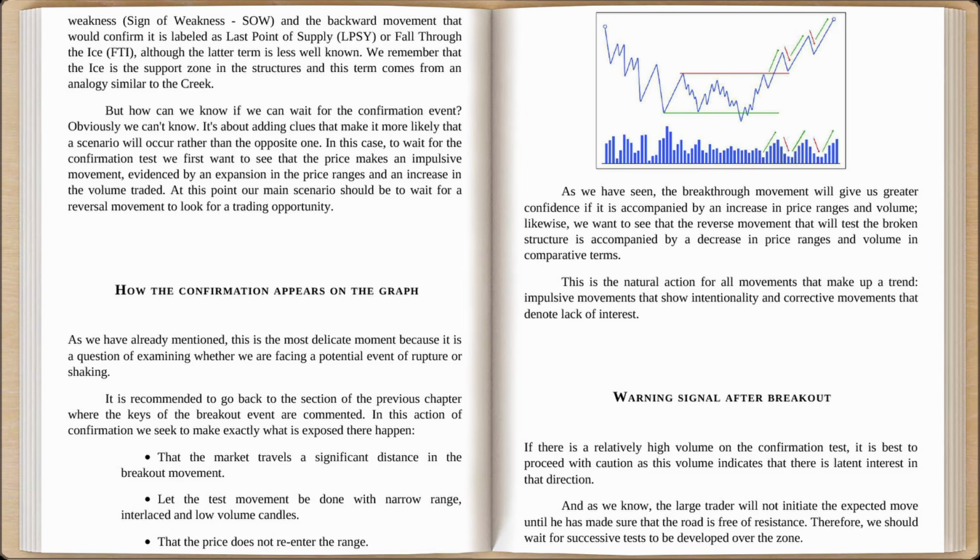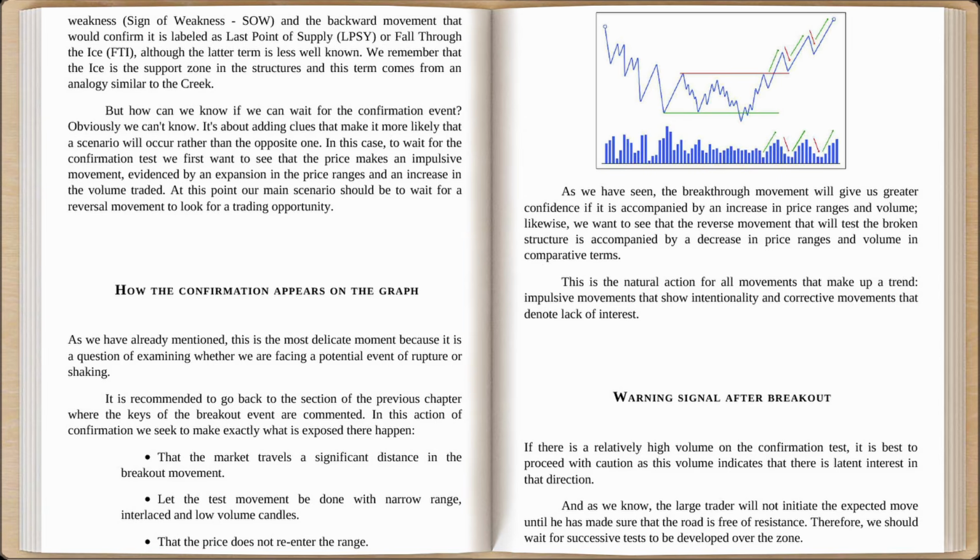Let the test movement be done with narrow range, interlaced and low volume candles, so that the price does not re-enter the range. As we have seen, the breakthrough movement will give us greater confidence if it is accompanied by an increase in price ranges and volume. Likewise, we want to see that the reverse movement that will test the broken structure is accompanied by a decrease in price ranges and volume in comparative terms. This is the natural action for all movements that make up a trend: impulsive movements that show intentionality and corrective movements that denote lack of interest.